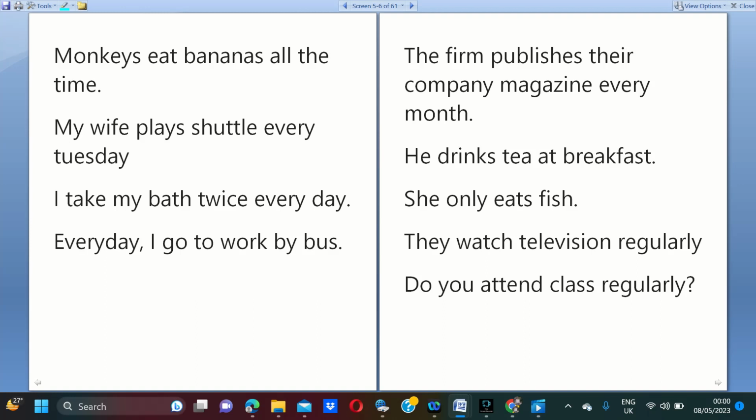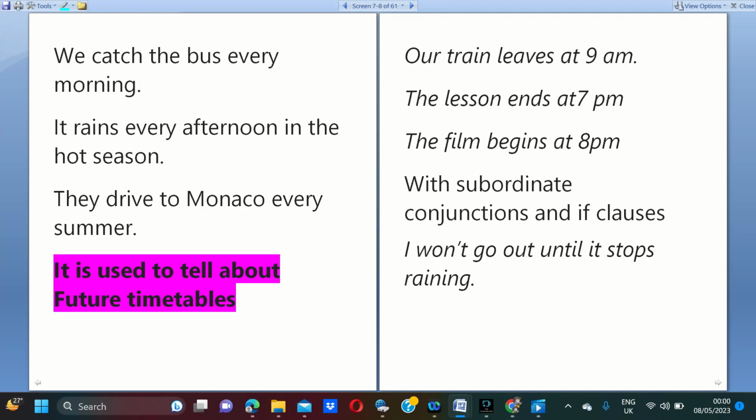Here I have provided a number of examples for habitual and repeated actions. Kindly go through all these examples.